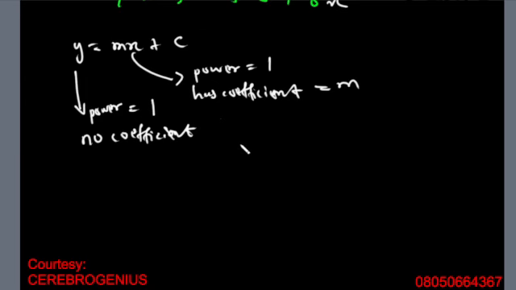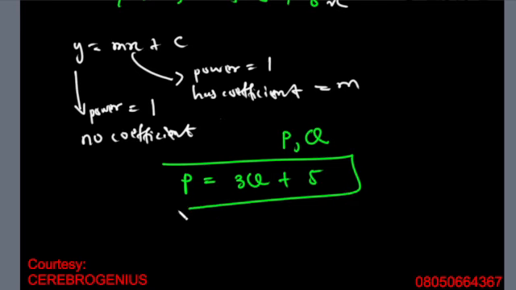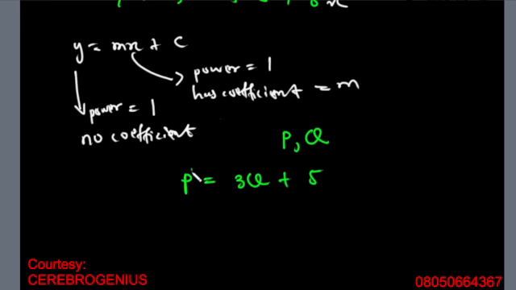For example, if somebody told me that they plot a graph of two variables p and q, and they give me the equation as p equals 3q plus 5, this equation is an equation of a straight line. Why? Because look at p, it has no coefficient, the power is 1. Look at q, it has a coefficient, the power is 1. And look at this, no variables at all. So I can boldly say that this is going to be the slope and this is going to be the intercept on the vertical axis.